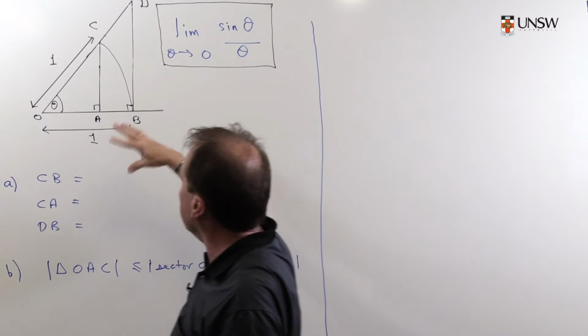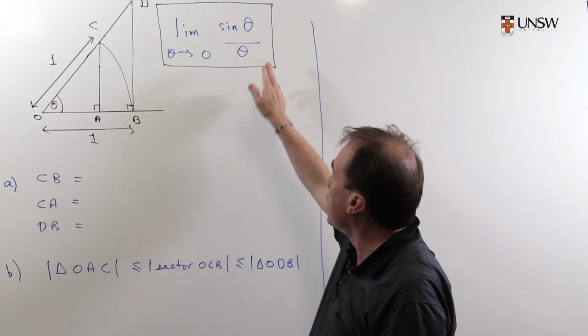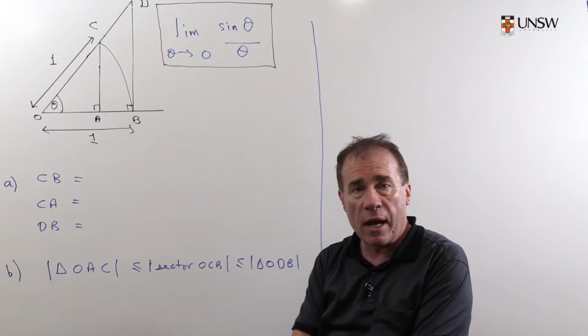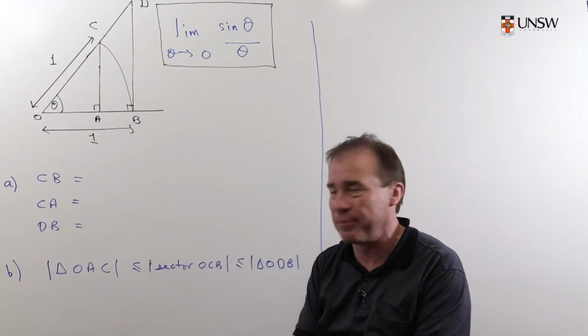So in this problem we're going to use a rather nice geometrical argument to show that this limit in fact exists and equals 1, which is a kind of surprising result.